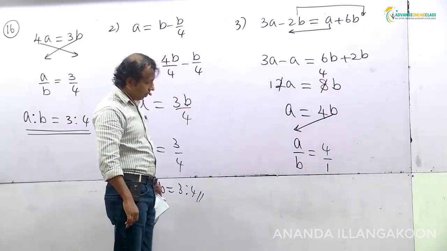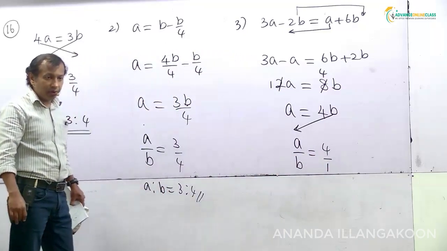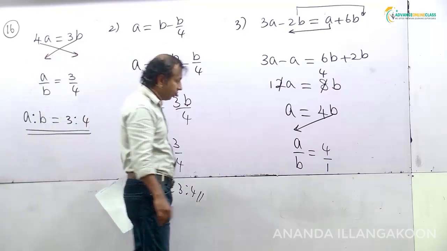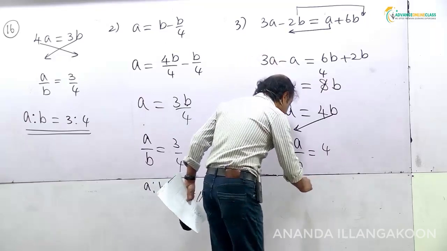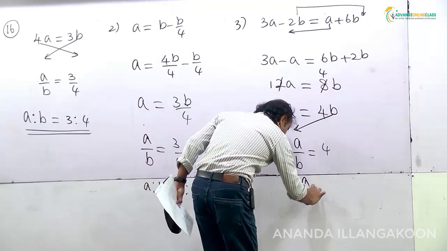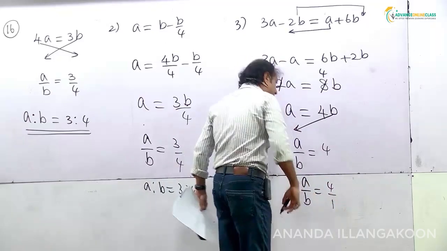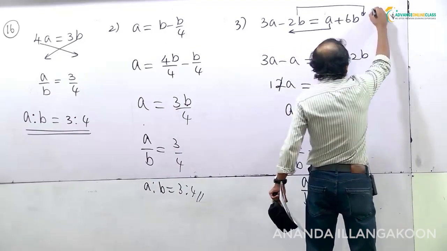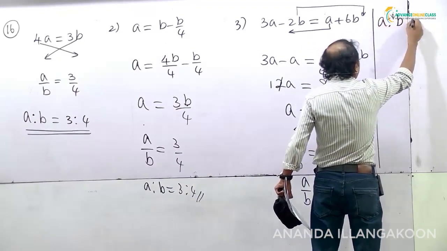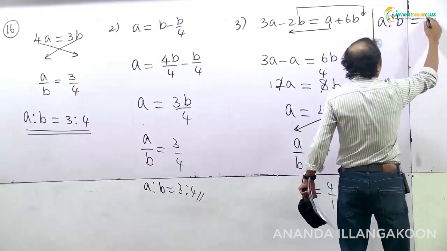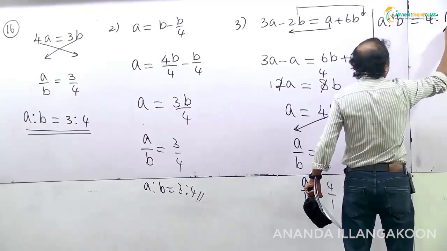A over B equals 4. 4 means 4 over 1. Then A is to be what? 4 is to 1. Clear? A over B equals 4 means 4 upon 1. This gives us A is to B equals 4 is to 1.